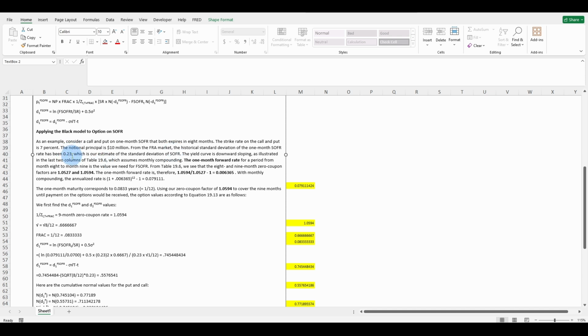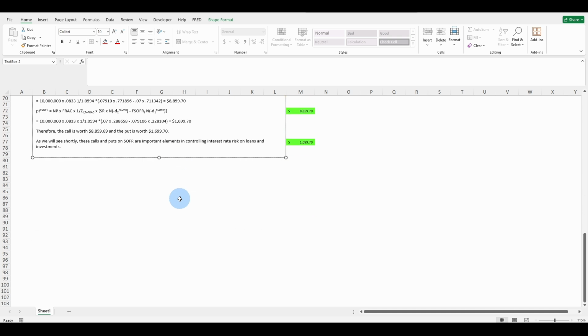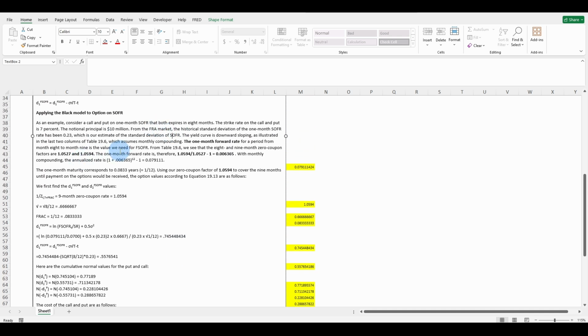So we're taking a bit of a shortcut. We're not calculating the standard deviation. We're going to use some historical data, good or bad. With experience, you'll determine if you need to come up with a different method. The yield curve is downward sloping, as illustrated in the last 2 columns in table 19.6. You're going to open up that previous worksheet to look at that data, because I don't think I duplicated it. Nope, I didn't. You're going to go back to 19.6, which assumes monthly compounding.